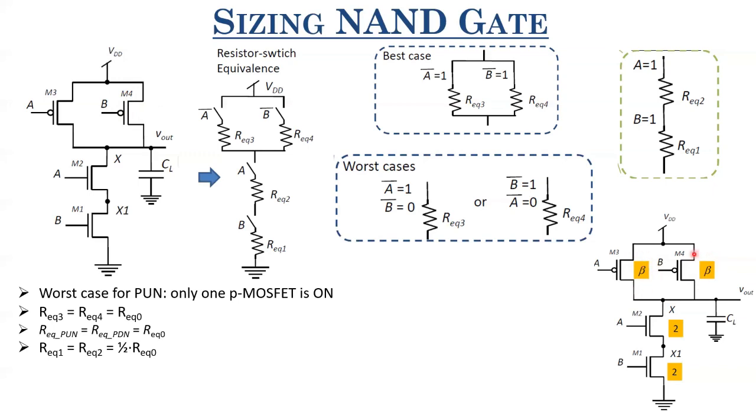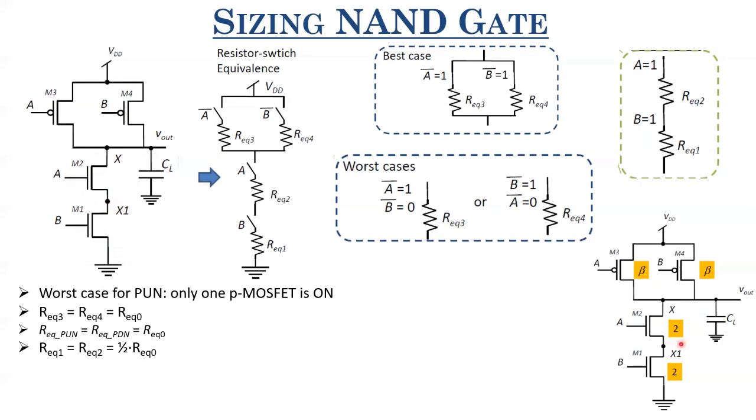So it remains the same as the size of a standard CMOS inverter. However, since we want R equivalent of 1 equal to R equivalent of 2 equals half of R equivalent of 0, we need to make this transistor double the size, right? So if we double the width of these transistors, then equivalently when they come in series, it is R equivalent 0 by 2, R equivalent series. So effectively it's R equivalent 0.